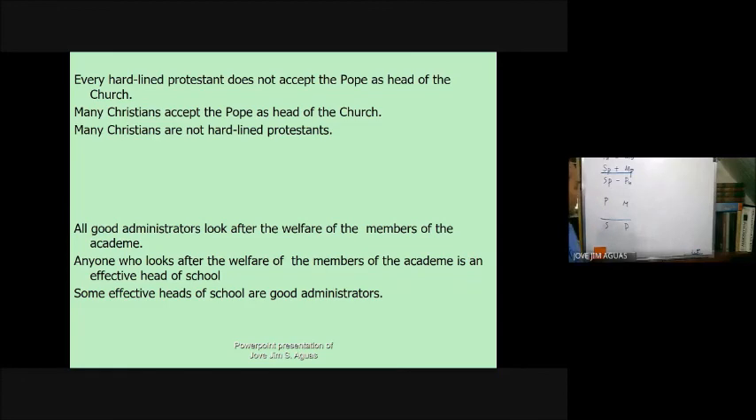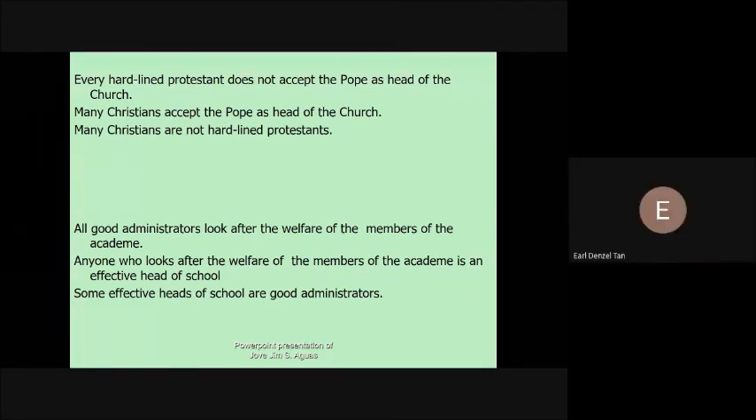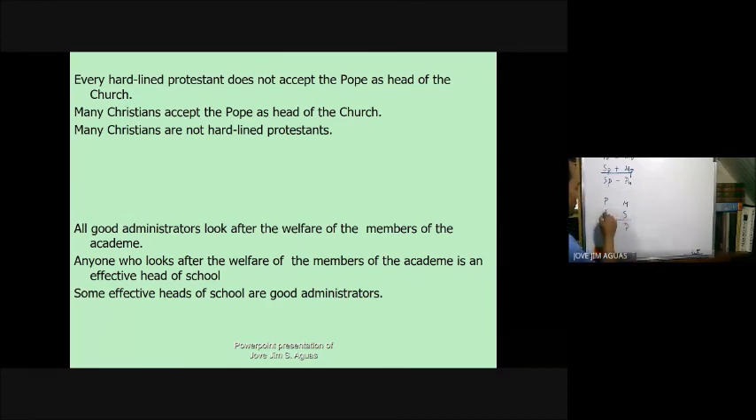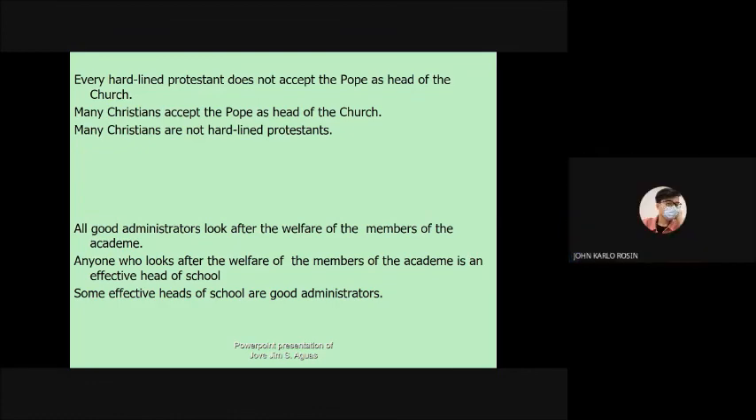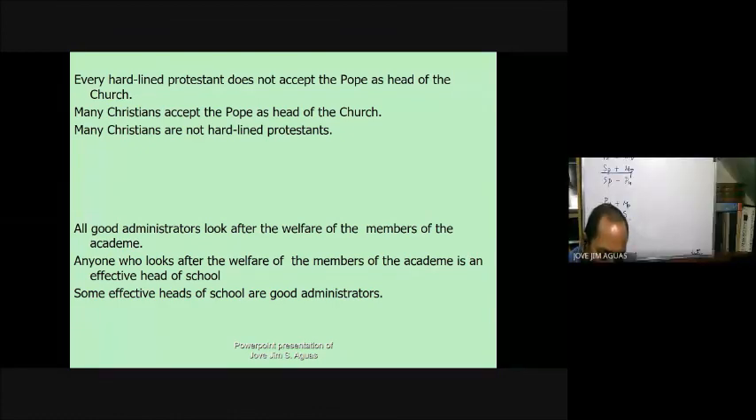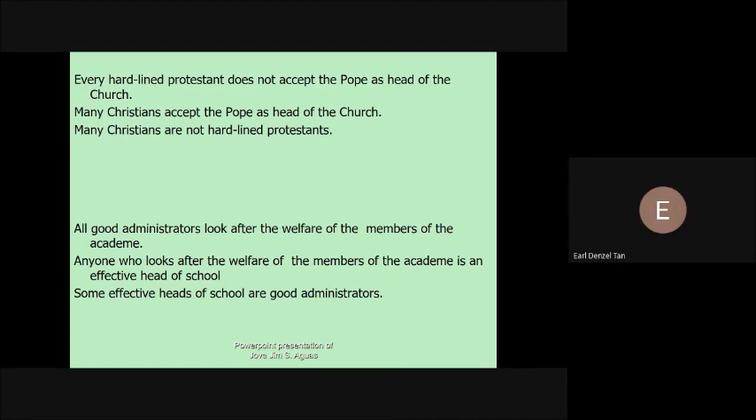So where should we write S? Subject or predicate? In the predicate. So S, and obviously this is now the M, right? So all good, so that's universal. And look after the welfare, that's affirmative. Therefore, affirmative, therefore this one is particular. Then anyone who looks, that's universal, affirmative, so this one is particular. And therefore some are good. Therefore, particular. Is this clear, class? Yes, sir. So this is the second.